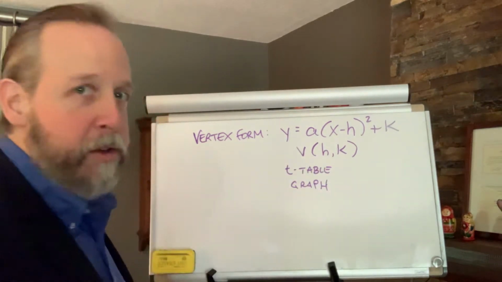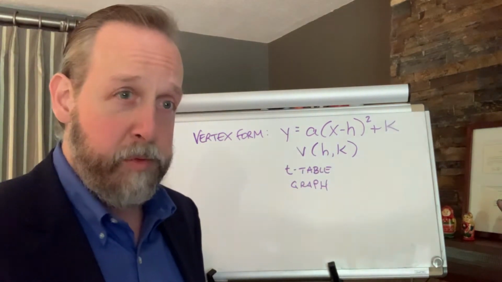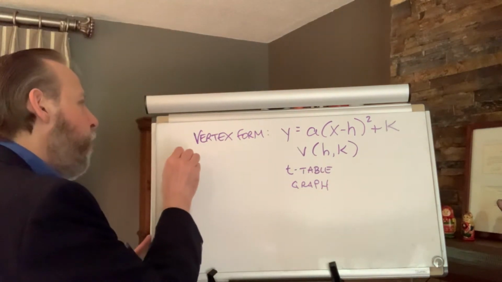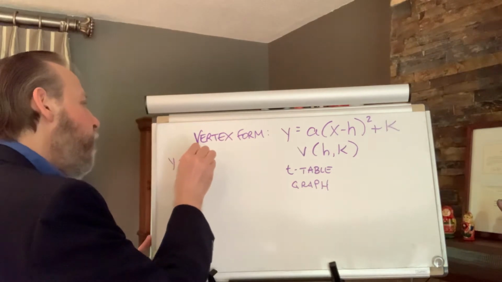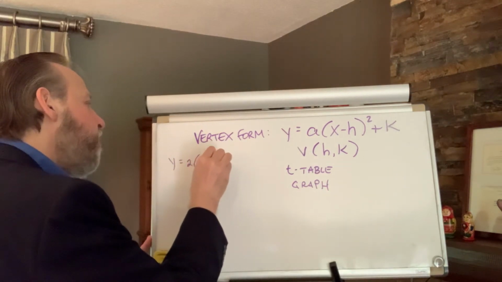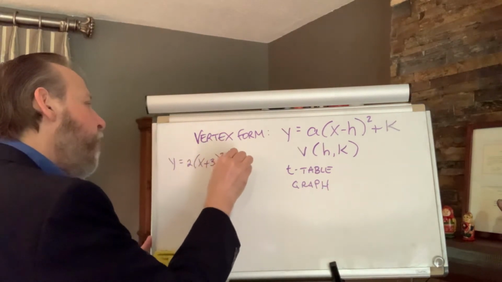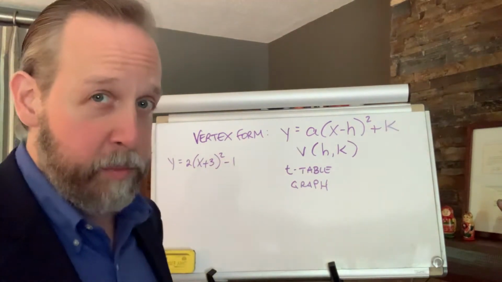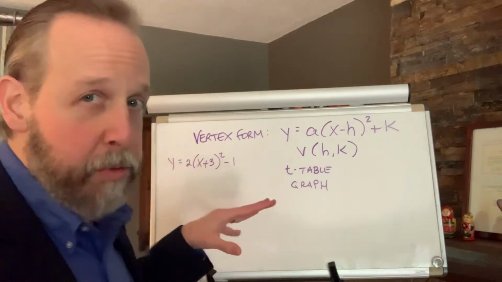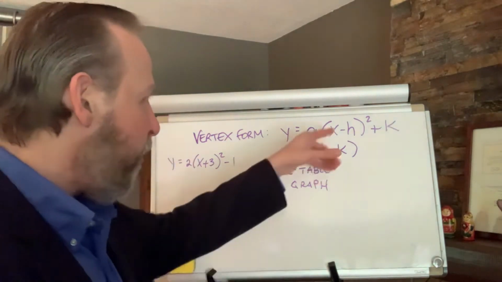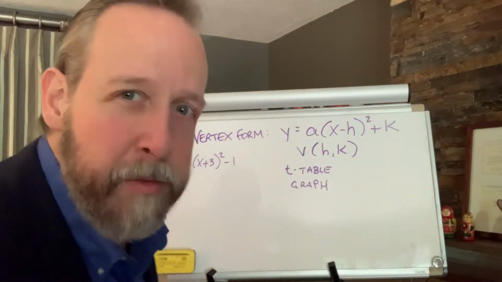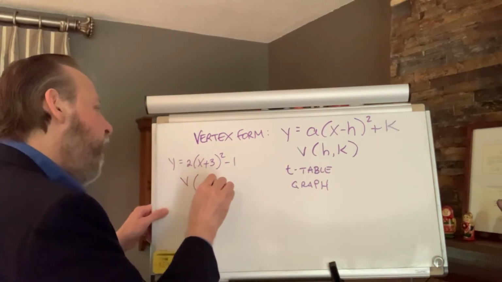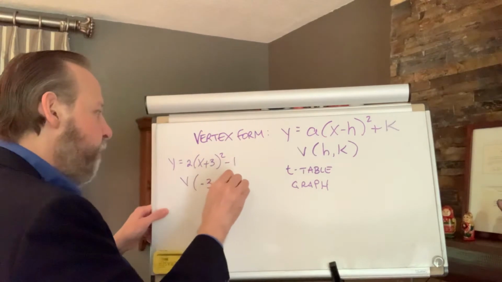Remember, your vertex goes in the middle of your t-table. So, I'll just give you an example, let's just say y equals 2 (x plus 3) squared minus 1. As an example, where's the vertex? Well, it says x plus 3 in the parentheses, but it's supposed to say minus. So it's a negative number. So the vertex is negative 3, comma, and then what that says, negative 1.